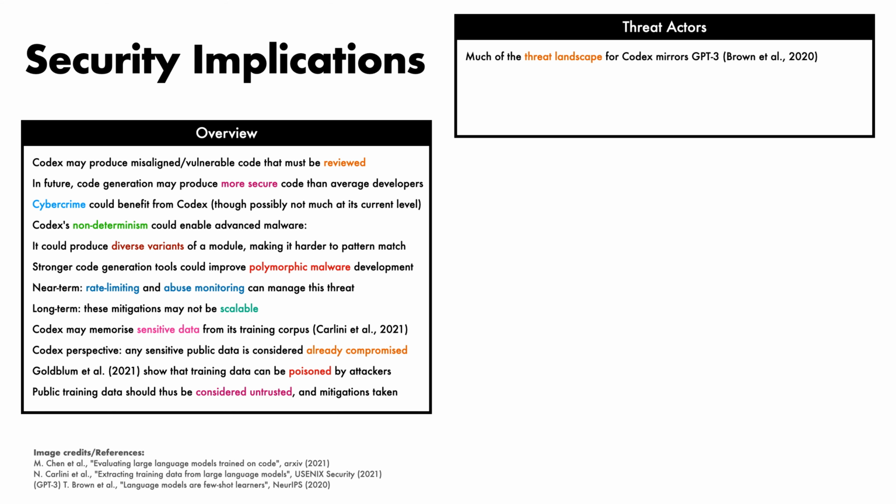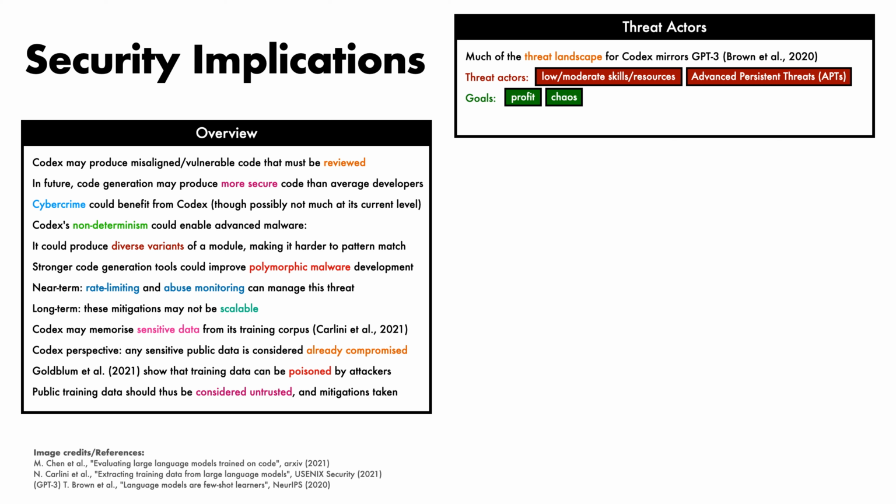Much of the threat landscape for Codex mirrors that of GPT-3, for which Brown et al. provide detailed analysis. The threat actors could include those with low to moderate skills and resources, up to advanced persistent threats, or APTs, such as nation-states. The goals of these threat actors include, but are not limited to, profit, chaos, espionage, and specific operational objectives. However, despite similarities in threat landscape, Codex may see different misuse applications to GPT-3, which we look at next.